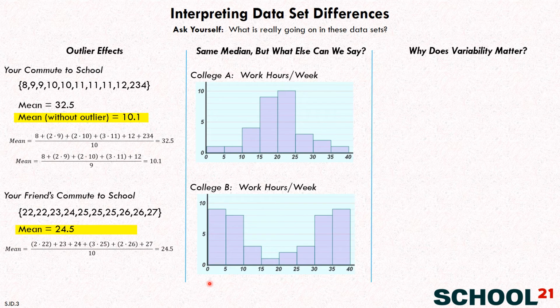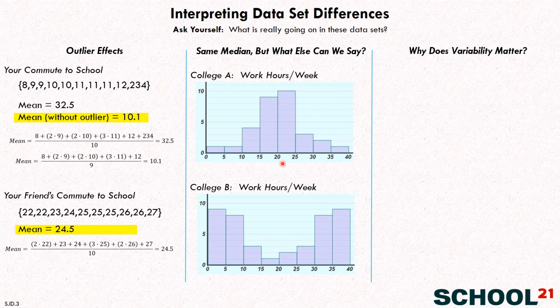And college B had, wow, 9 students who worked 0 to 5 hours. And you could see like only 1 student who worked 15 to 20 hours. So there's a very different kind of distribution going on here, right? Yeah. But if you were to look at just the median, so here we're talking about same median, but what else can we say? If you were to look at just the median, we don't know the exact values, but I think the median would be somewhere around 20 for this data set, yeah? Okay, yeah. And for this one, where would it be? The middle of the data. About the same. Yeah, about the same, right?